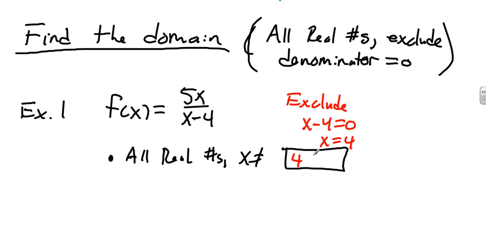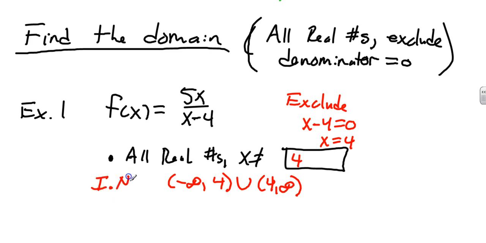I don't think they asked for interval notation, best I can remember. If they did interval notation, that would be negative infinity up to 4, and you have to go union 4 up to infinity. Did they do that in 2.6? Okay.